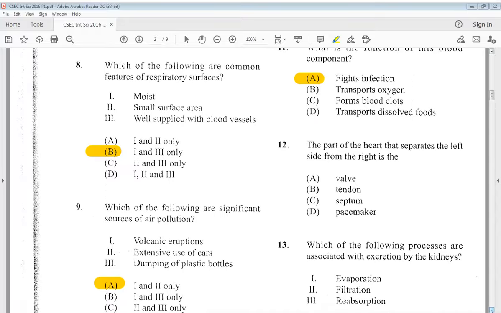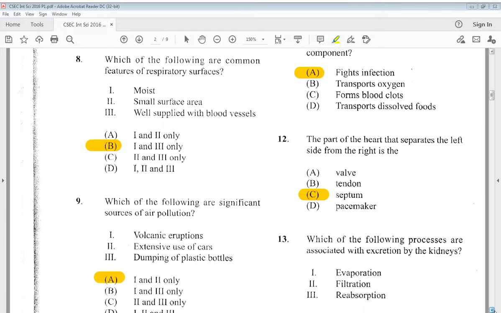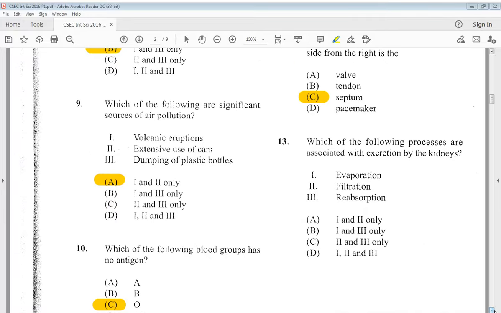The part of the heart that separates the left side from the right is the A, valve, B, tendon, C, septum, or D, pacemaker. So this is a repeated question. We know the answer is C. Let's go on to number 13.